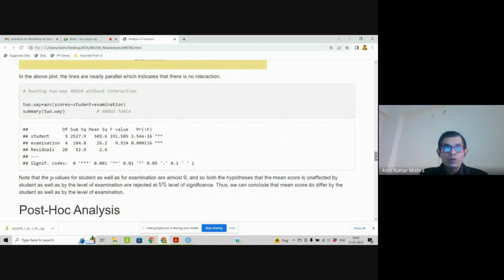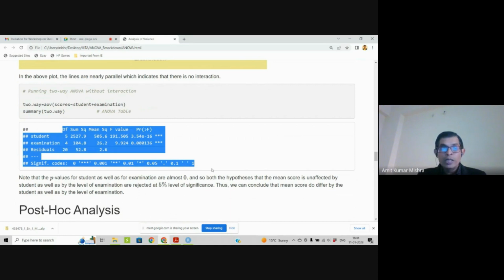So how to perform two-way ANOVA? Now I am again going to use aov. AOV means analysis of variance. Now the model is scores tilde student plus examination. We write plus if there is no interaction. So we are focusing upon the additive model: student plus examination. If you find the summary of these things, you will get the same table which I have shown you in the PPT.